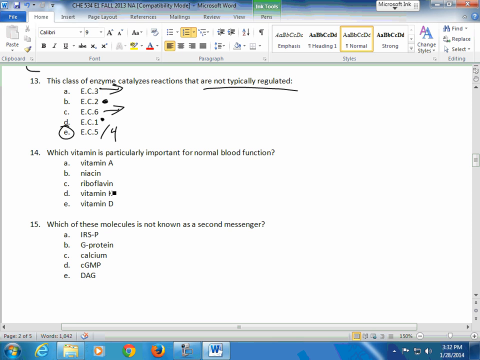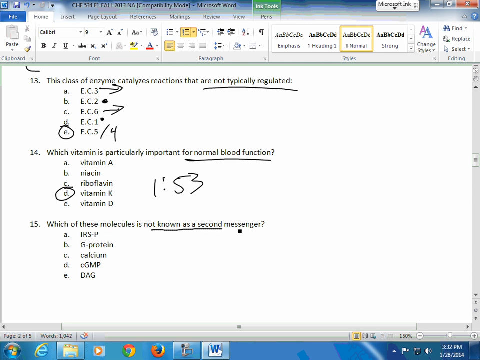Which vitamin is particularly important for normal blood function? That is vitamin K. You can review in Unit 1, Slide 53. Some of those vitamins. K is blood coagulation.